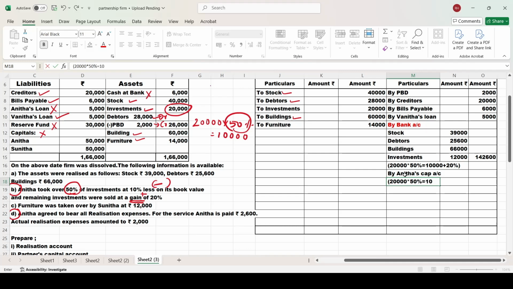equals 10,000, and she has taken over at less than the book value, 10%. Less in the sense I have told you, minus 10%, which comes to 9,000. Next we have by Sunita's capital account.